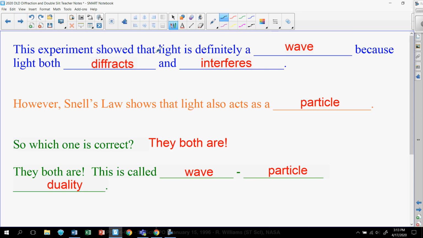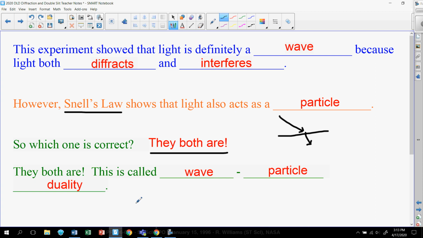Okay, so this experiment shows that light is definitely a wave because it both diffracts and interferes. But if we go back and look at Snell's law, remember that when light enters some sort of substance like water, light comes in like that, and we know that it changes direction. It moves in a straight line. So Snell's law tells us that light must also act as a particle. And so which one is correct? They both are. We call this wave-particle duality.